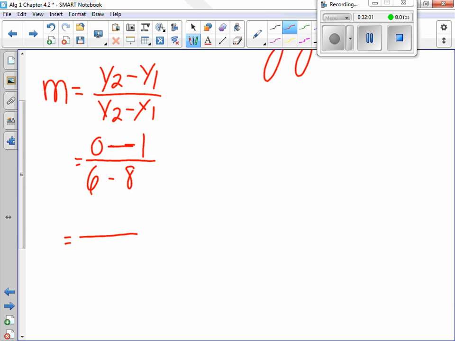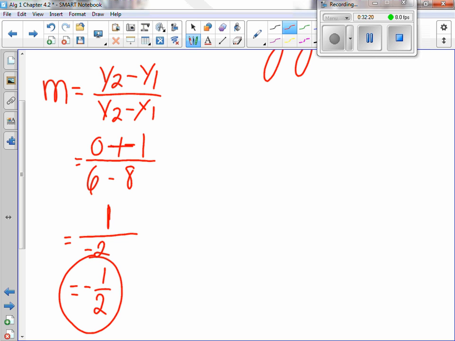Well, here a negative and a negative would make a positive, so I just have 1 on top because 0 plus 1 is 1. 6 minus 8. So our slope here is -1/2. So the slope of this function is -1/2. Any questions on how we got the slope? Are we good with this here?